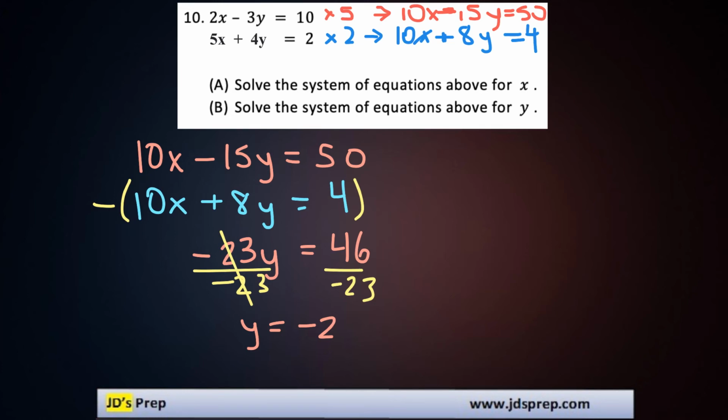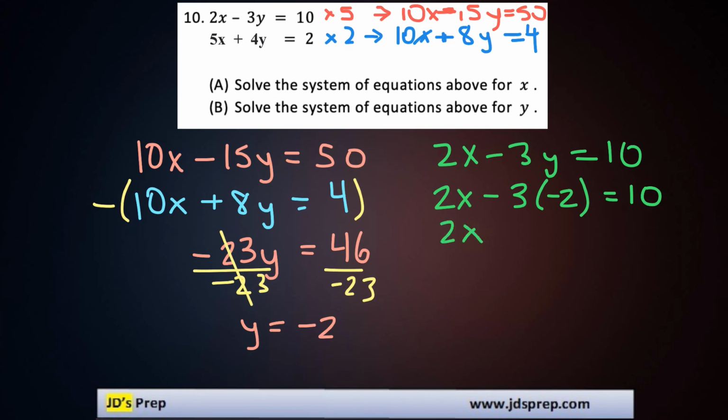In order to do that, we can pick either of the first or second equation, and we're going to replace y with the number negative 2, and then solve for x. So may as well just pick the first one. So let's write it out. 2x minus 3y is equal to 10. Now I'm going to replace y with negative 2. So just like that.